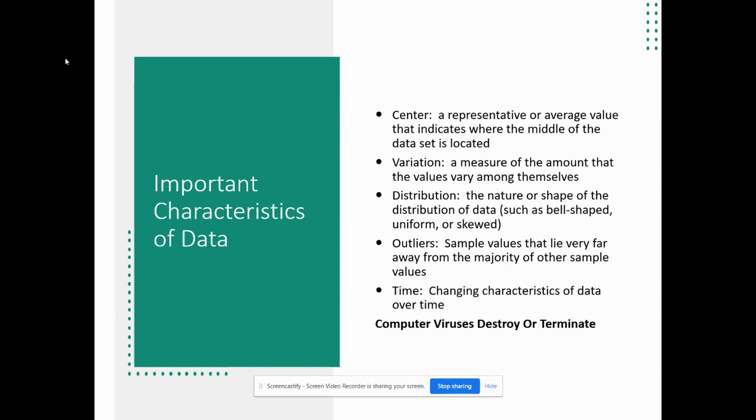Variation is the measurement of how the values vary among themselves. Also, it tells us how they're spread out and how they relate to each other. The other is distribution, the nature or the shape of the distribution of the data. We can have bell-shaped data, uniform data, or skewed data. When you look at the data itself to see what it looks like, it can tell you a lot about what's going on. Outliers are sample values that lie very far away from the majority of the other sample values.